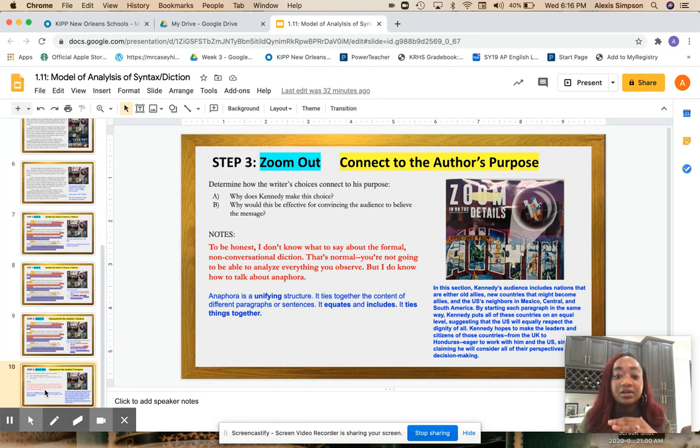Kennedy hopes to make leaders and citizens of these countries, from the UK to Honduras, eager to work with him in the US by claiming that he will consider all of their perspectives in his decision making. So I was able to name why Kennedy made that choice and think about why it might be effective for his audiences, right? Why every country might want to feel valued, seen, and respected in his speech by unifying and tying all of them together.